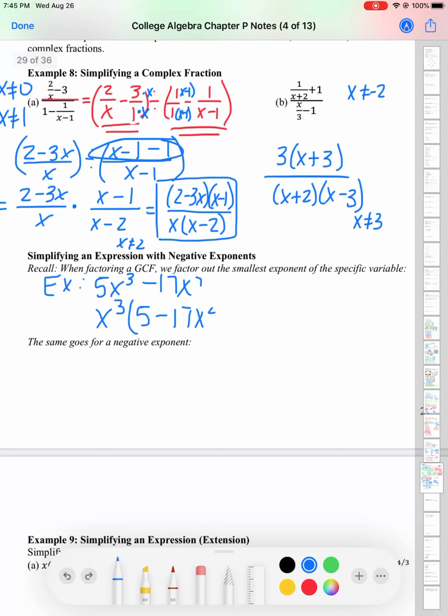squared, and I get that x squared by taking the 7 minus, not x squared, x to the 4th. What am I doing? I'm sorry. X to the 4th. And I get that x to the 4th by taking my 7 exponent minus my 3 exponent. So it's going to work the same with a negative exponent.